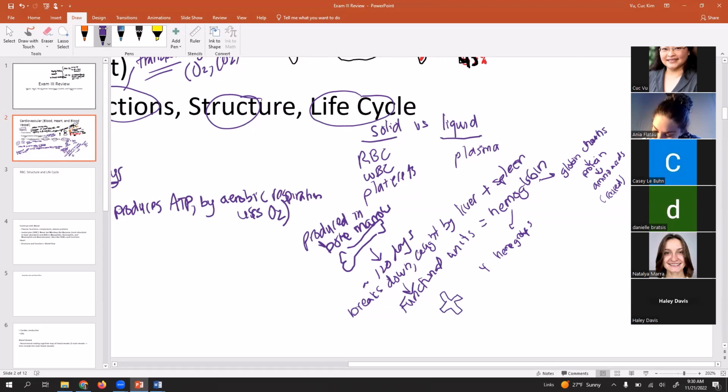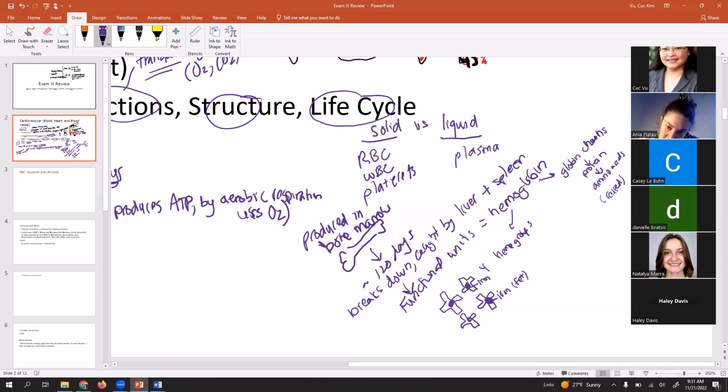Okay. So there's 1, 2, 3, 4. So there's 4 heme groups. Each heme group will have an iron attached to it. Why iron? Is it for blood formation?